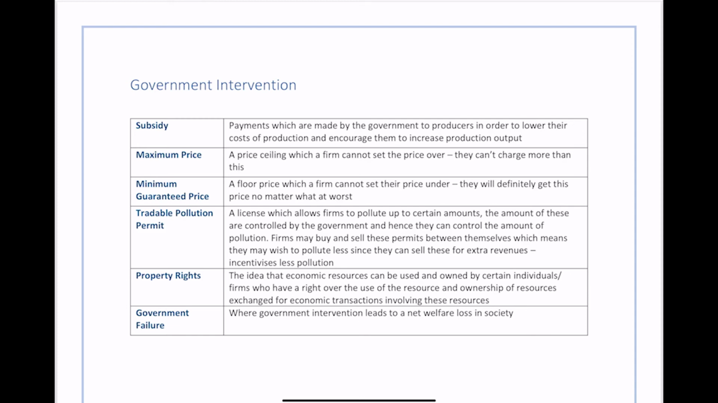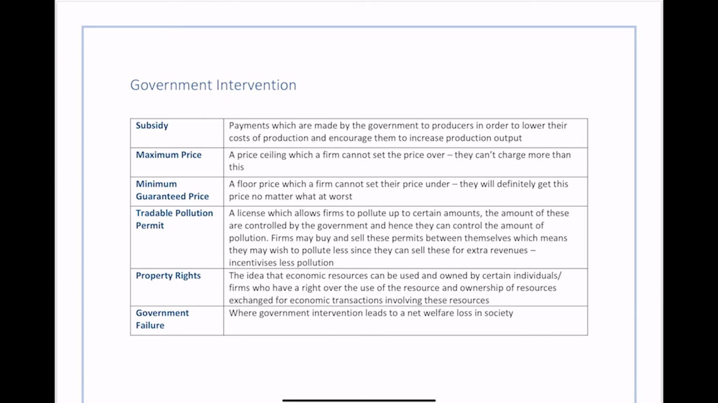So if I sold my house, the person who sold the house, who had the property rights of the house, is the one who's entitled to get the money. So it's quite important to understand who owns things in economics, so the right person can get the correct rewards for it. And finally, we'll take a look at what government failure is.